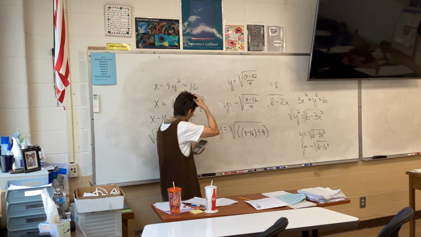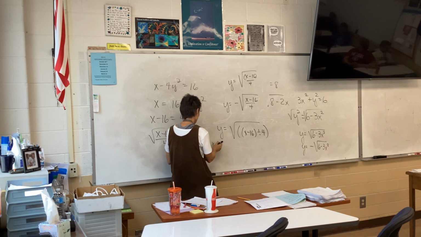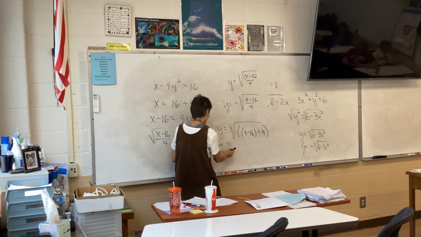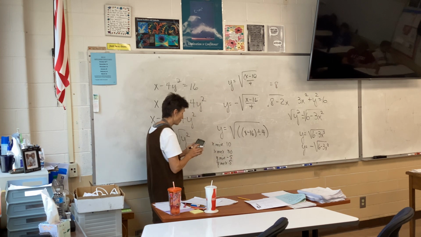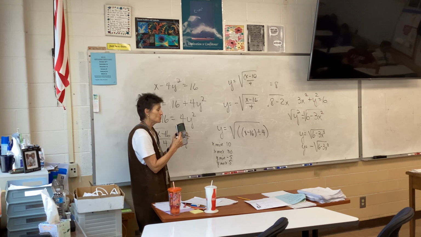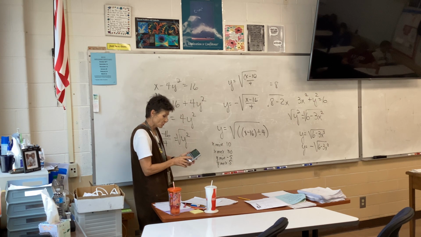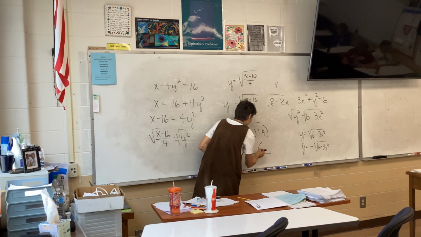There we go. Change your window to these numbers and you'll see the picture. For x min, I have 10. For x max, I have 30. For y min, I have negative 5. And for y max, I have 5. So go to window, change it to those numbers and hit graph. And you should see a parabola opening sideways like this.